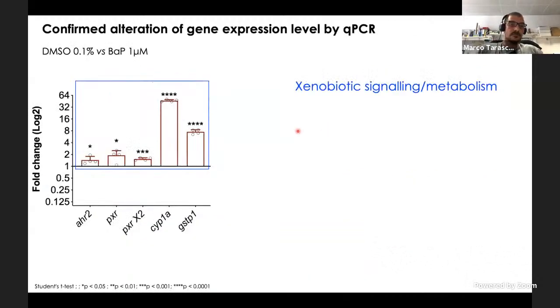What we did after was to confirm by qPCR some marker genes, members of these pathways. And to confirm the xenobiotic signaling pathway, we chose AHR and PXR, which are 2 nuclear receptors known to bind to xenobiotic molecules. Then the CYP1A, which is the cytochrome P450, which represents the first phase of detoxification of xenobiotics, and then also the glutathione S-transferase, which represents the second phase. And as you can see, they were all indeed upregulated, confirming the activation of the pathway.